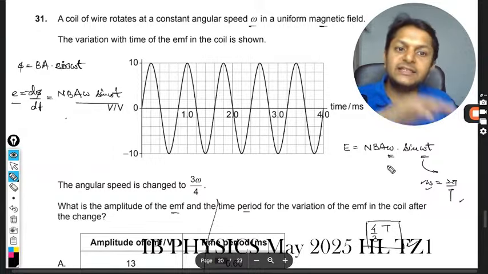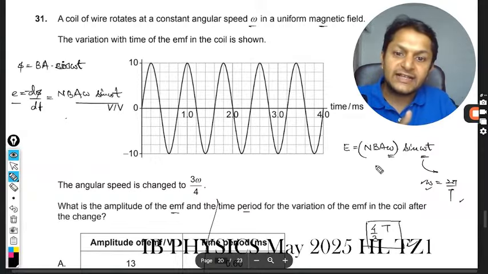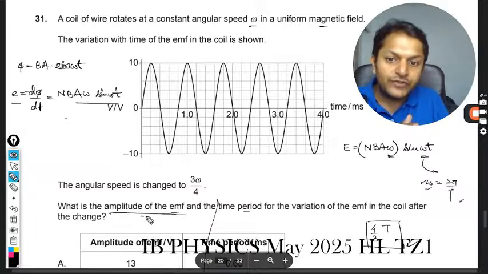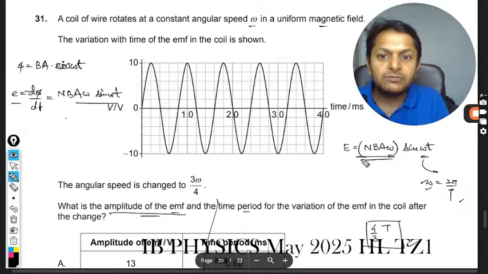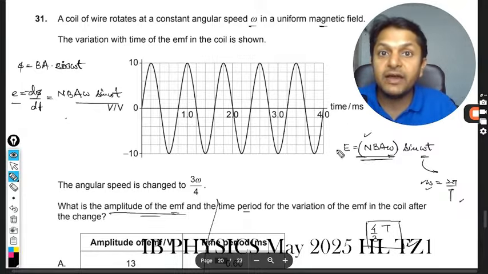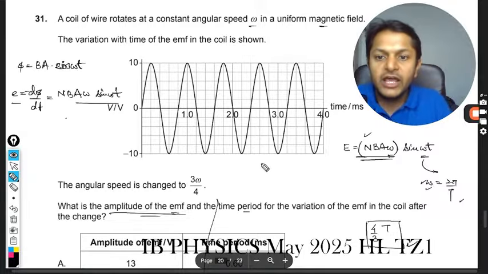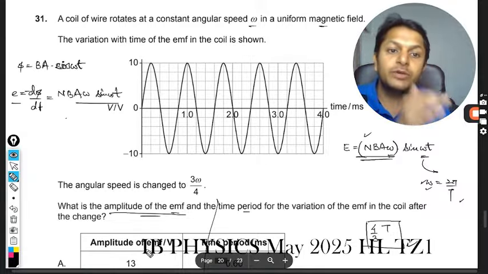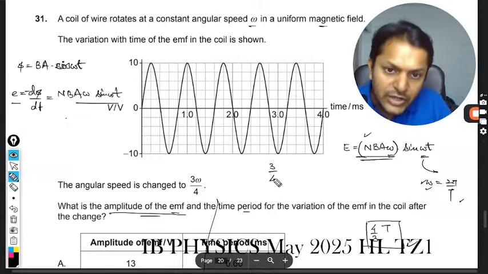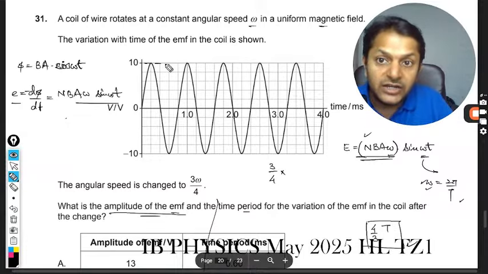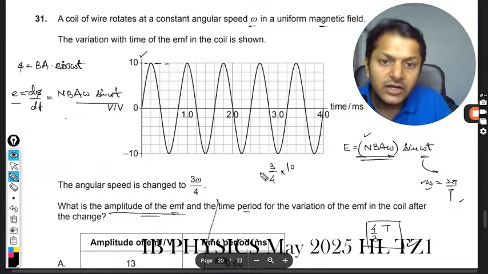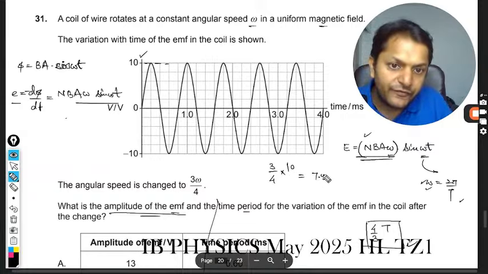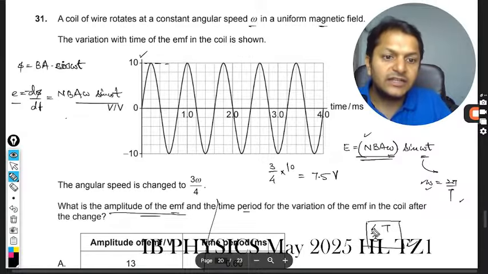Now, omega is coming at the second place also, which is exactly in the amplitude of the EMF. So the amplitude of the EMF is directly proportional to omega. Now omega is multiplied by 3 by 4, which means that the EMF is directly multiplied by 3 by 4. It means that your amplitude is also becoming 3 by 4 times. So amplitude will be 3 by 4 times the earlier one. Earlier it was 10, so you multiply 10 here. So overall it is 7.5 volt. And the time period is 4 by 3 T.